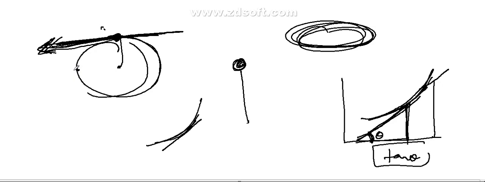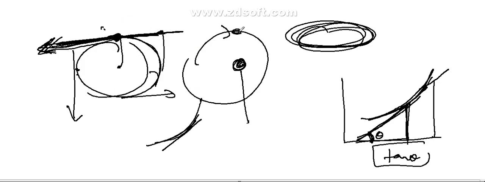Similarly here, the tangent is like this. If the ball is rotating this side, it is like this and like this. Now if the ball rotates the other side, which side? This side. So the direction becomes like this. Clear? Any confusion?